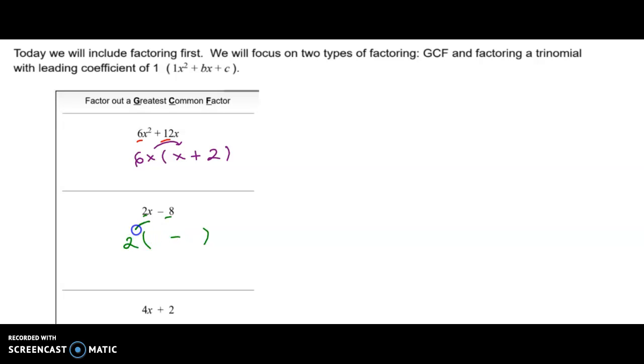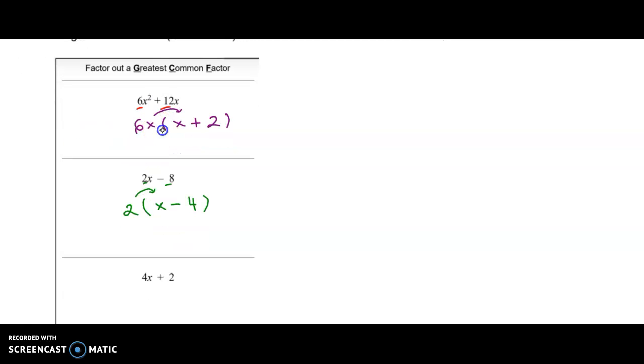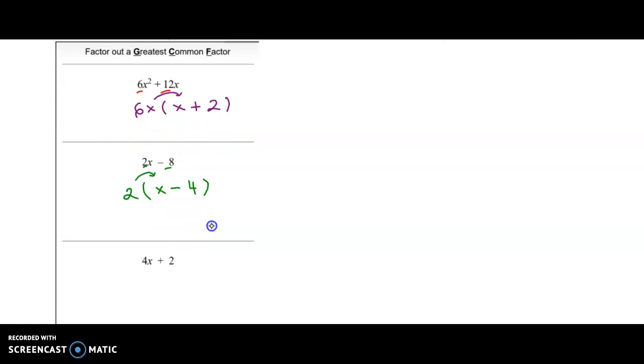And again, if I were to distribute it back in, 2 times what is 2x? That's going to be x. 2 times what here is 8? That's going to be 4. Okay, take a moment here. You can pause it. What would this factored version be here? If you came up with 2 times the quantity 2x plus 1, that's great.